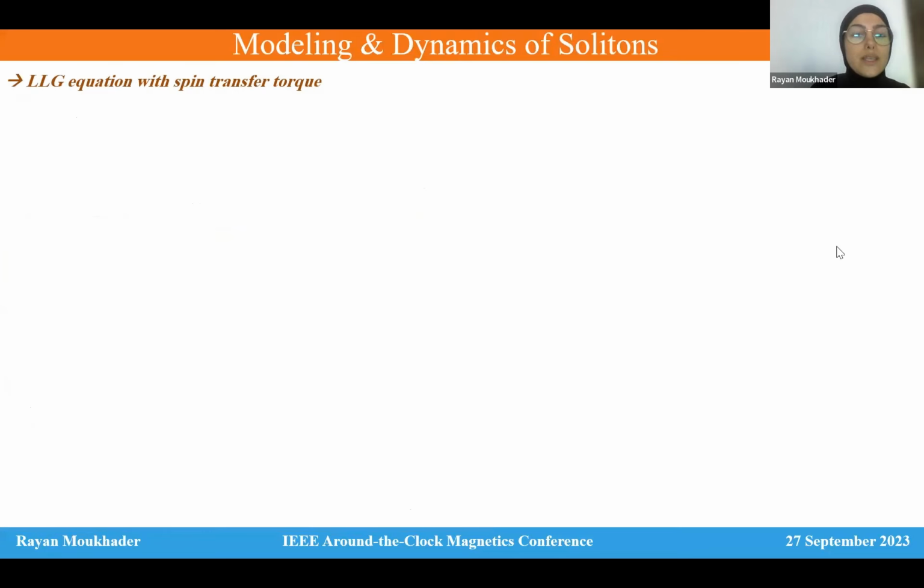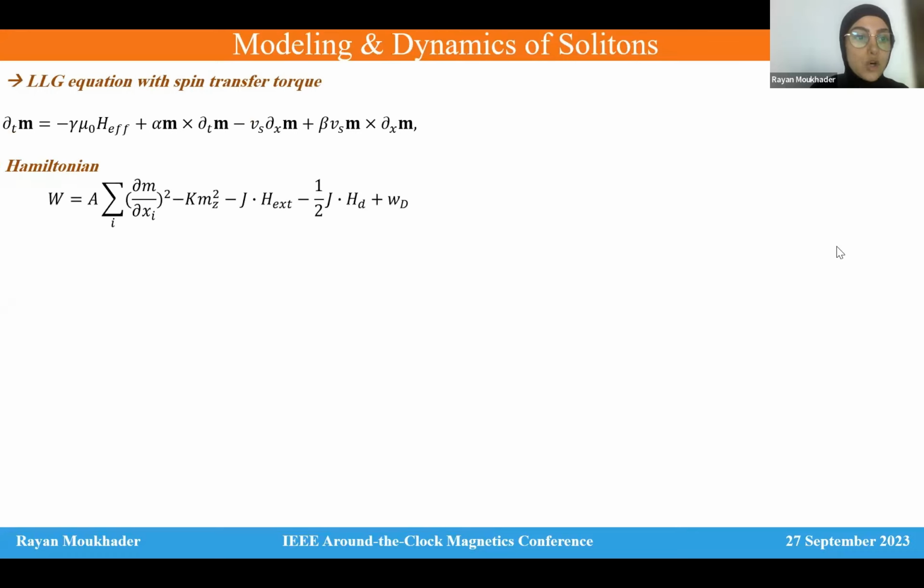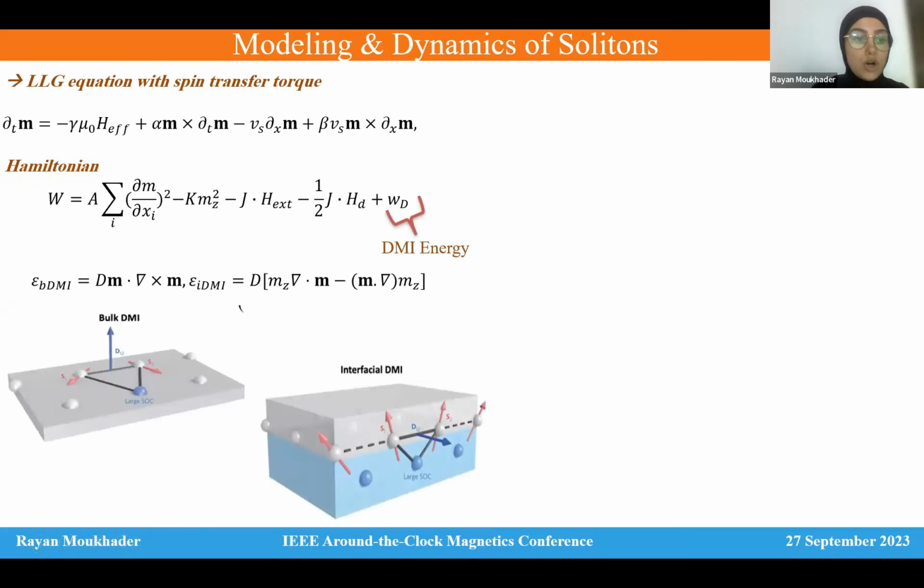When we want to study the dynamics of solitons, they are governed by the Landau-Lifshitz-Gilbert equation, where the first term is the precessional term, the second term is the damping, and the third one is related to the spin transfer torque. And the energy here can be a combination of the exchange energy, the anisotropy energy, the magnetostatic field, the external field, in addition to the DMI energy.